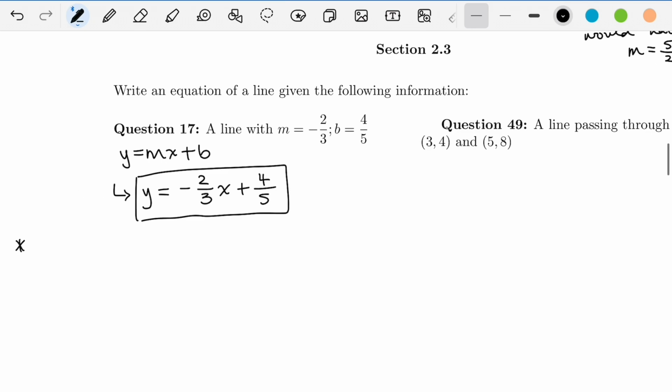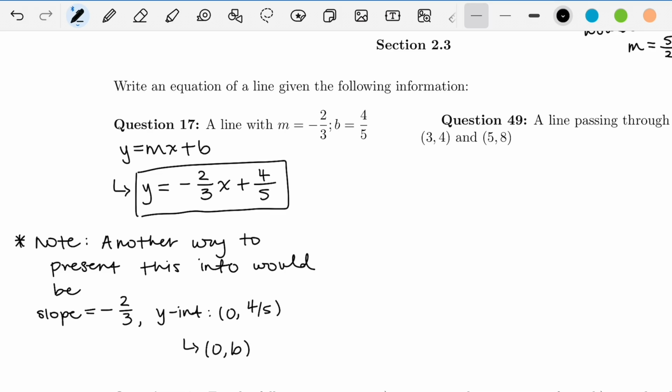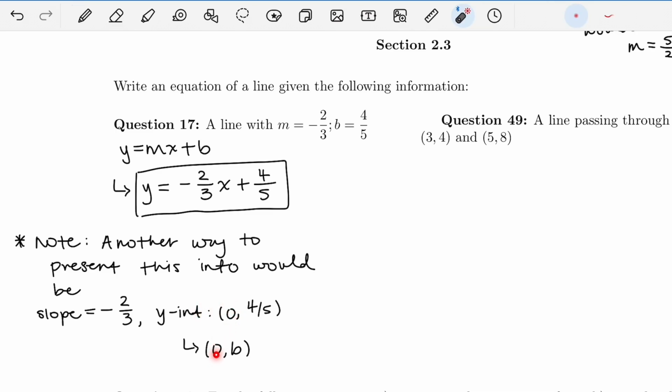Now, just something to note here. Another way to present this information that you might see in the homework questions would be, we would just label or say exactly what our slope would be. So slope would just be minus 2/3, and our y-intercept would be given by (0, 4/5). Okay, so remember our y-intercept is always going to be (0, b), whatever this b value is, because remember to find our y-intercept, we're plugging in 0 for x.